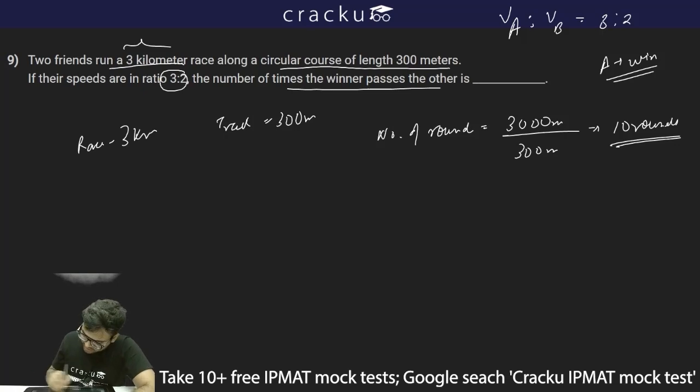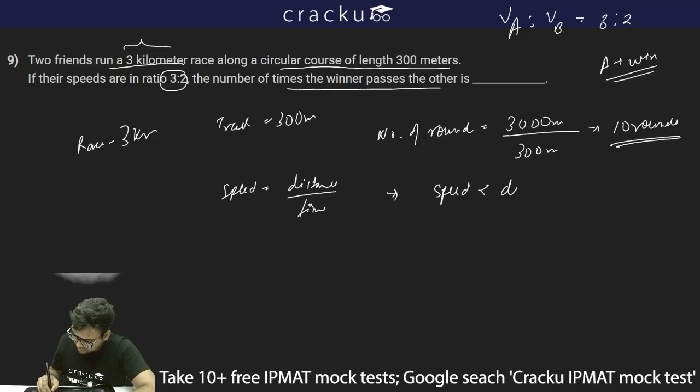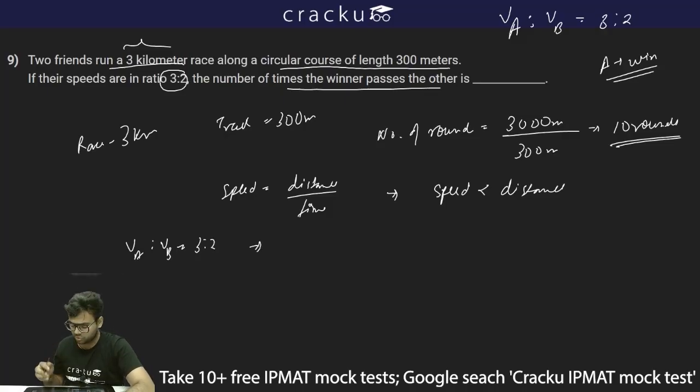Now speeds are in the ratio 3:2, and we know that speed is equal to distance upon time. If I keep the time constant, speed will be directly proportional to distance. Now speeds are in the ratio of 3:2, so what I mean to say is the distance will also be in the ratio of 3:2.